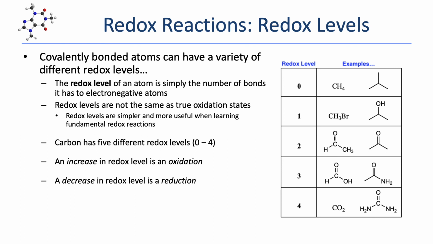So when it comes to looking at oxidations and reductions on covalently bonded atoms like carbon, rather than calculating true oxidation states, we simply look for changes in the redox level. An increase in redox level during a reaction is going to be an oxidation, and a decrease in the redox level during a reaction is going to be a reduction.